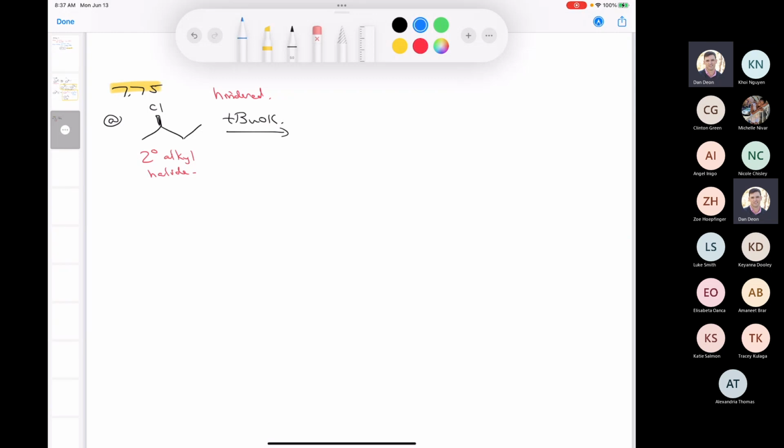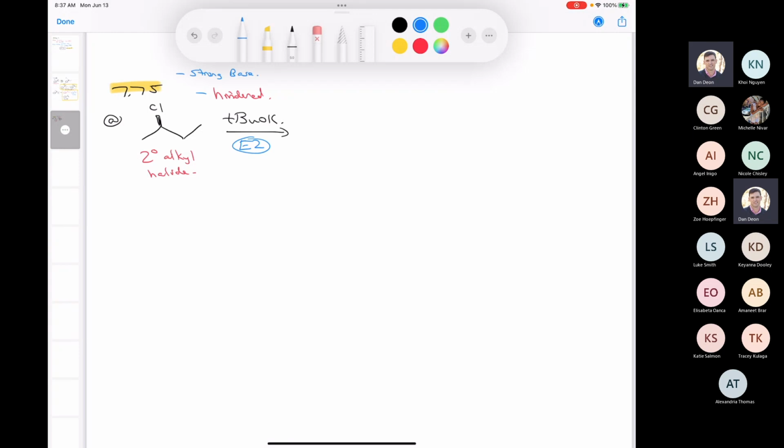So you could write that in here. You could put strong base. I mean, technically it could be a good nucleophile, but it's just so hindered that it's never going to do that. So the only thing we're going to get are E2 reactions, E2 only.